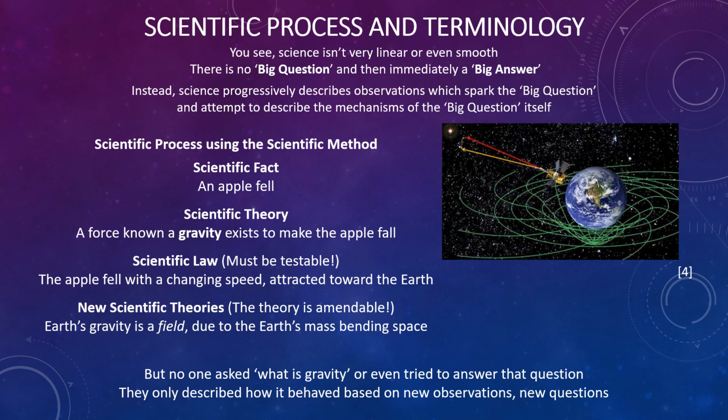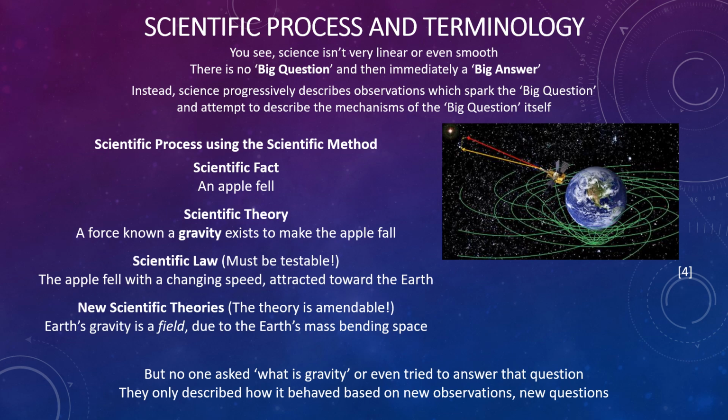And we have our new scientific theory, and this is always amendable. Theories can change. And our theory is that the earth's gravity is a field due to the earth's mass bending space. But no one asked initially, what is gravity, or even tried to answer that question. They were just trying to describe how the apple fell and why it fell the way it did. And this gave them the ideas of these laws and these ideas of gravitational fields.